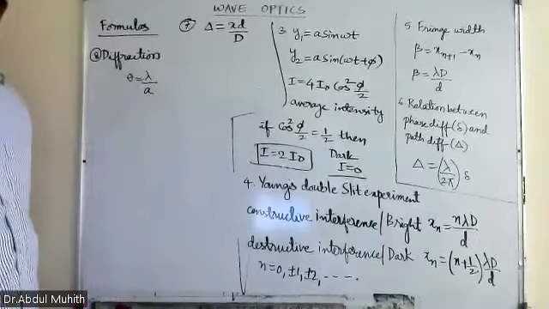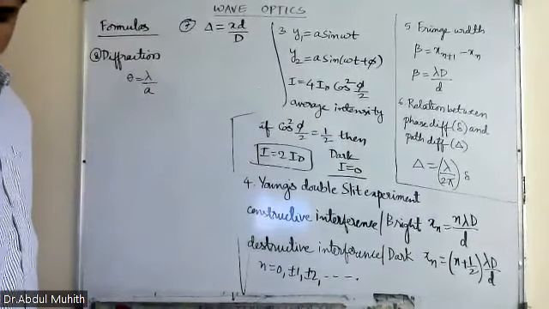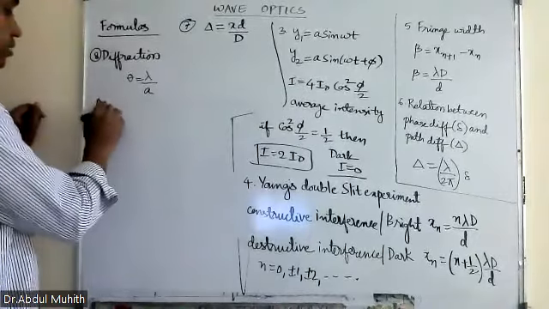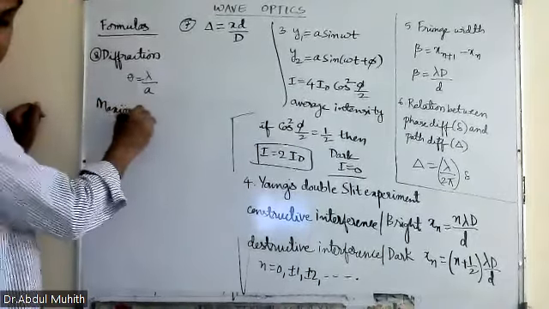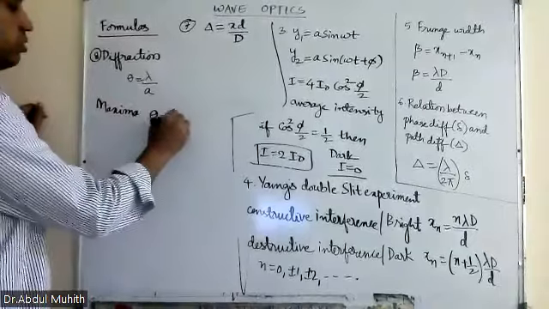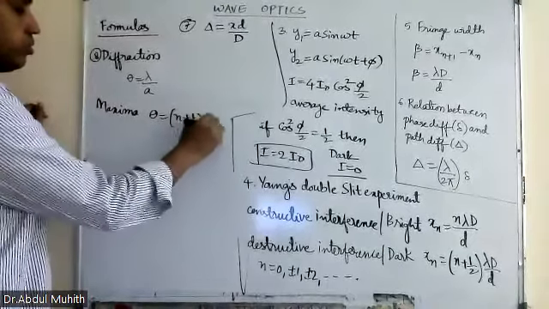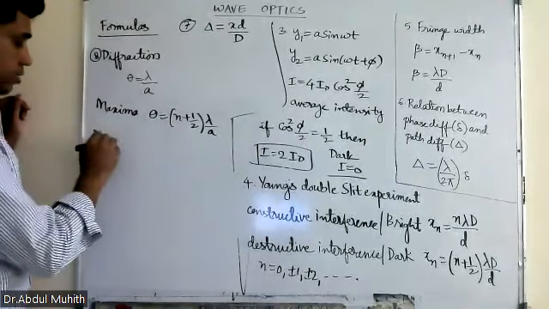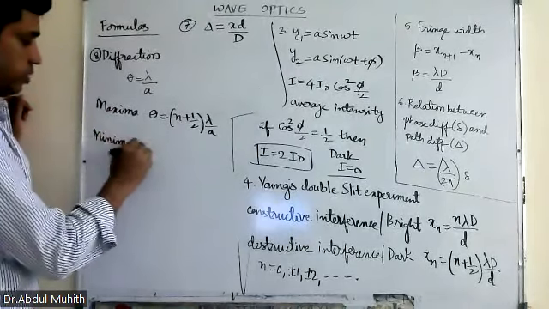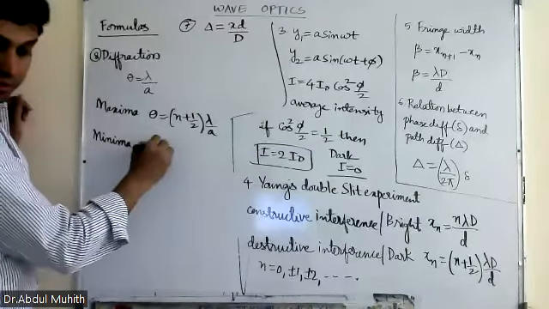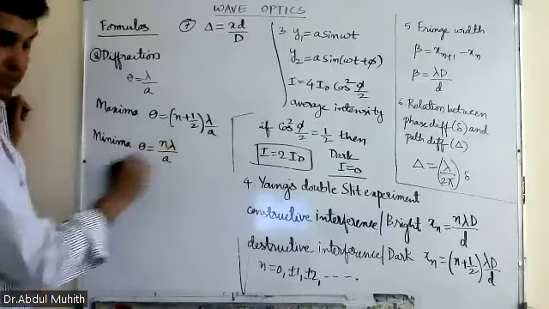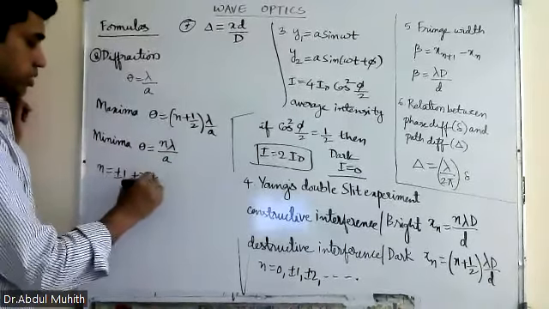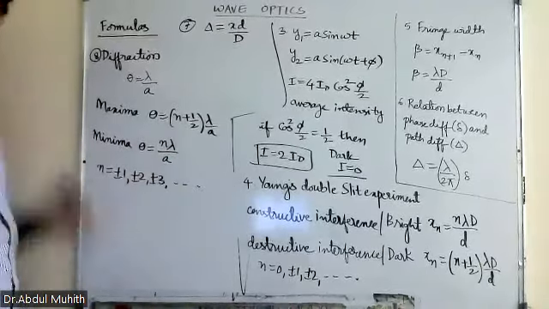So for secondary maxima, the condition is: if you want to find the maxima, theta is equal to n plus 1 by 2 into lambda by a. And for minima, theta is equal to n into lambda by a. n is equal to plus or minus 1, plus or minus 2, plus or minus 3, keeps on going.